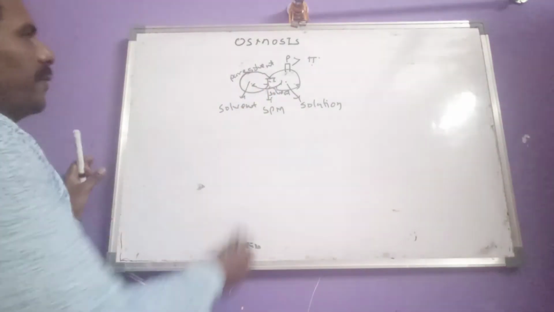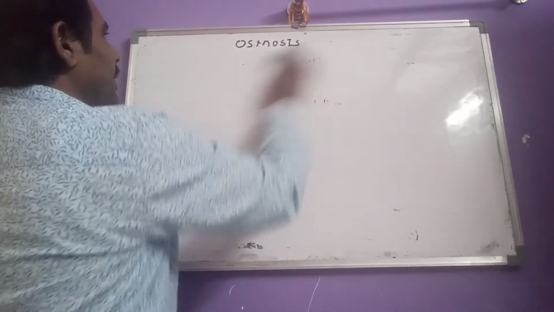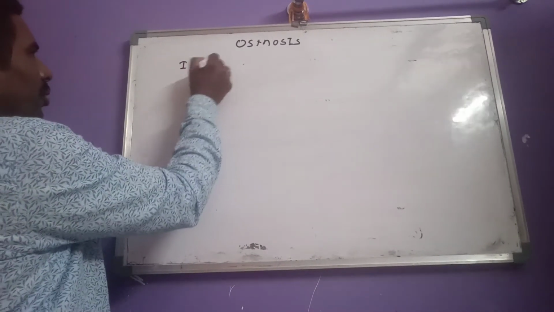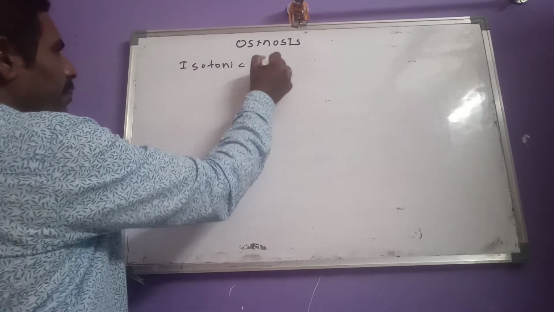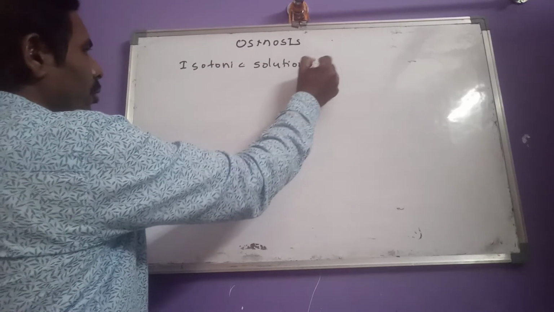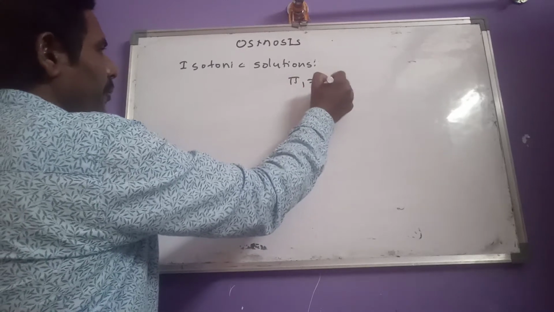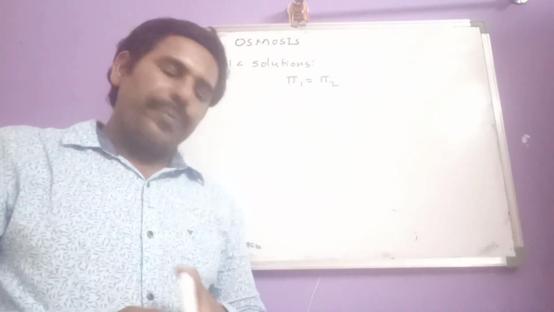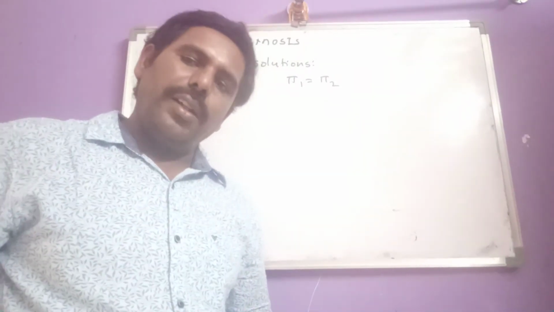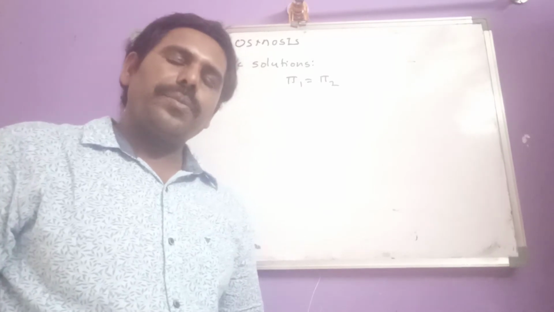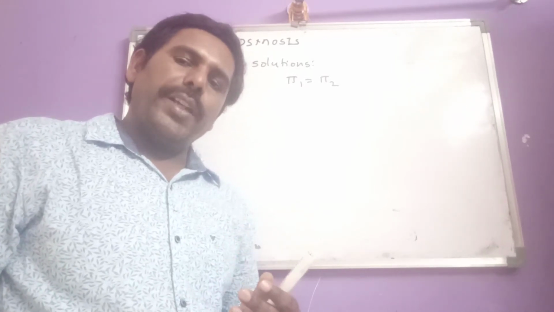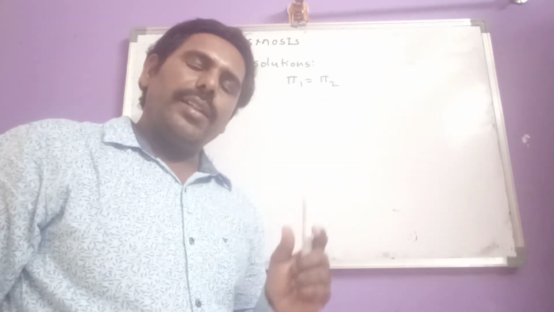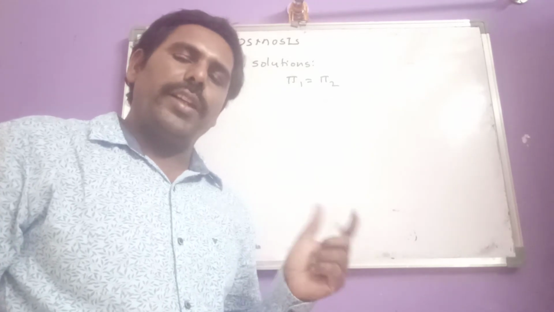Okay, then after this, another important term in osmosis, what is that? Isotonic solutions. What is the meaning of isotonic solutions? The solutions for which osmotic pressure values are equal, that type of solutions are called isotonic solutions. So, if the osmotic pressure of any two solutions is equal, those solutions are called isotonic solutions.